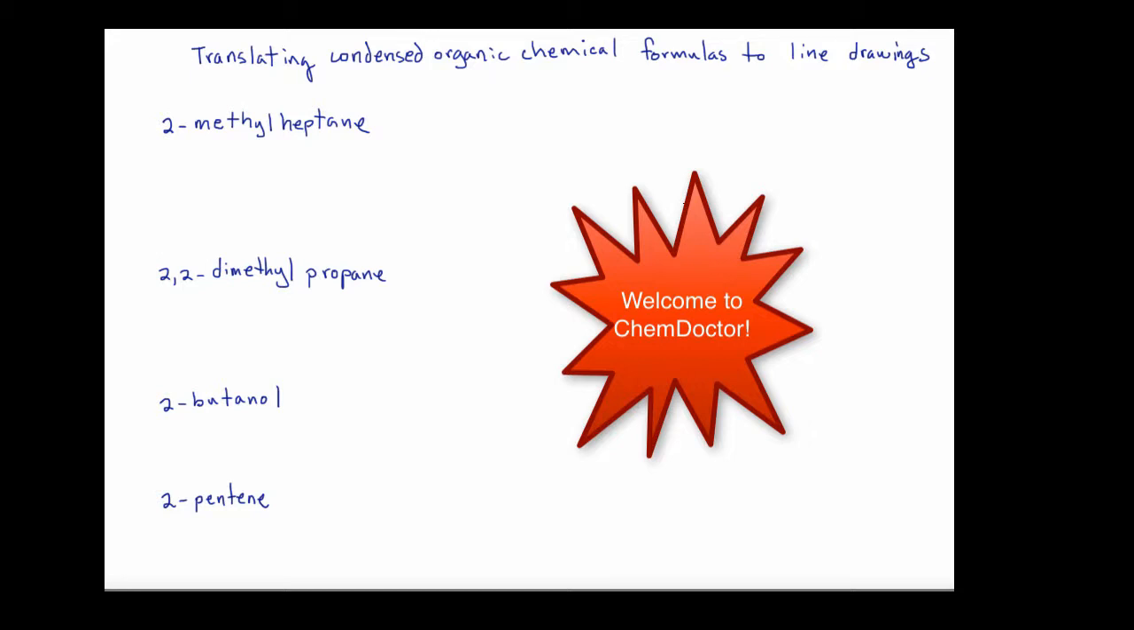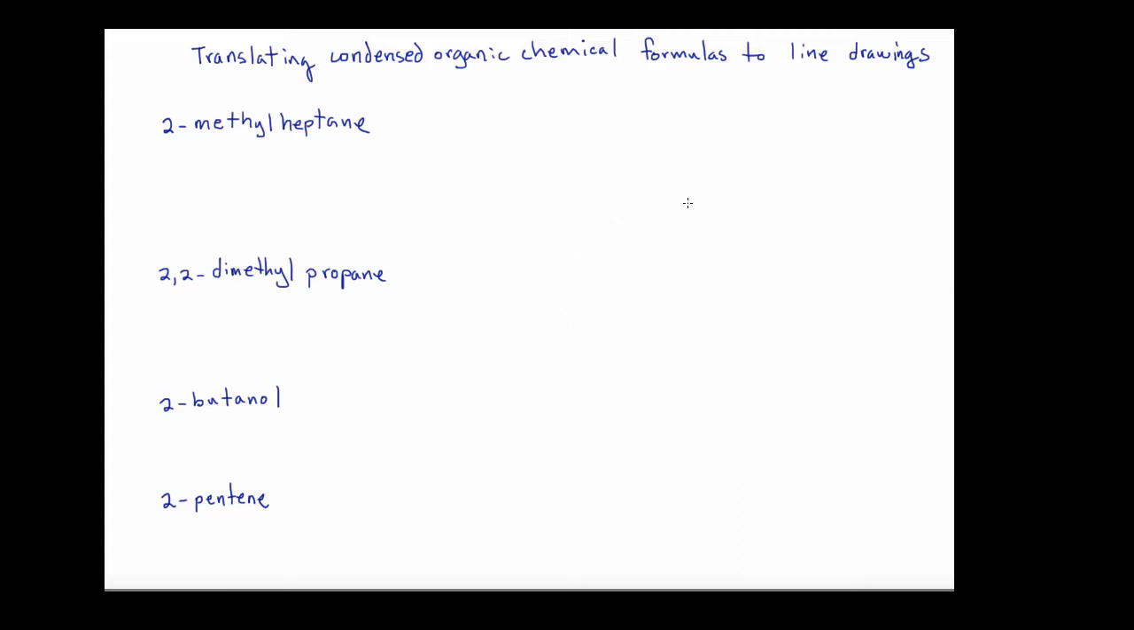Welcome to the ChemDoctor, and what I'd like to do in this presentation is continue practicing writing line drawings from the condensed formulas of organic compounds. This is the second video in the series on O-chem. We'll start with the name of a particular compound, convert that name into the condensed formula, and then convert the condensed formula into a line drawing. So let's go ahead and get started.